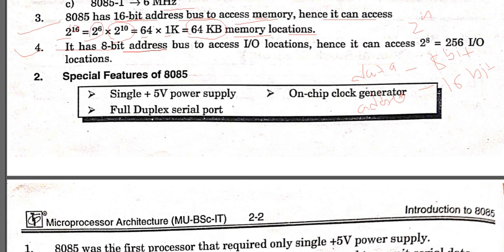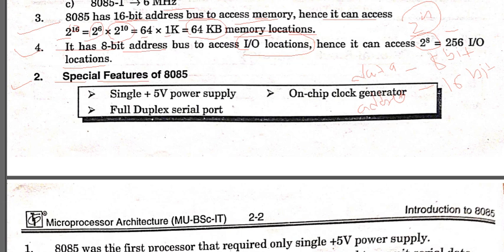Fourth feature is it has a 8 bit address bus to access the input output location. तो जो इनपुट आउटपुट डिवाइसेस कनेक्ट होंगे to this microprocessor, so the address bus accesses the input output location up to the 8 bit. So 2 raised to 8, again same formula is used, 2 raised to n, so it will be a 256 input output locations can be accessed.